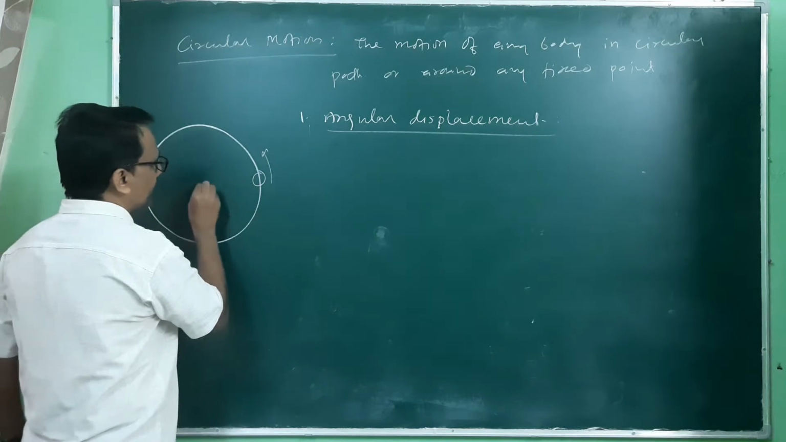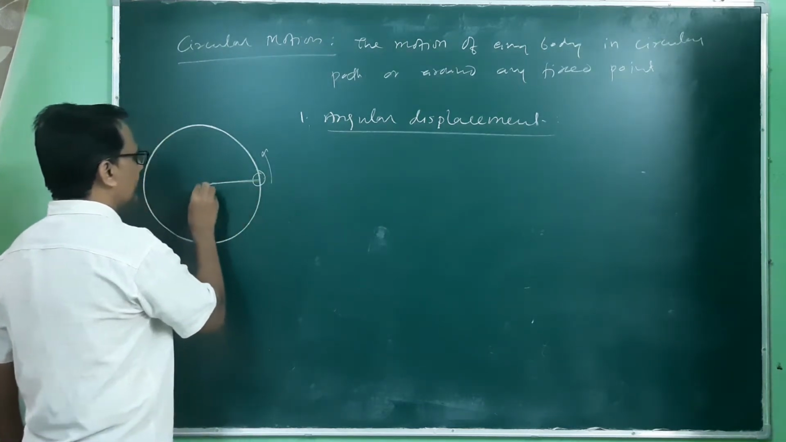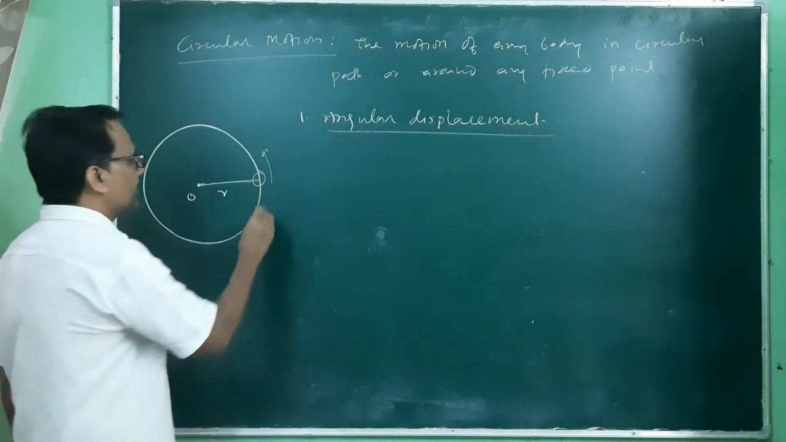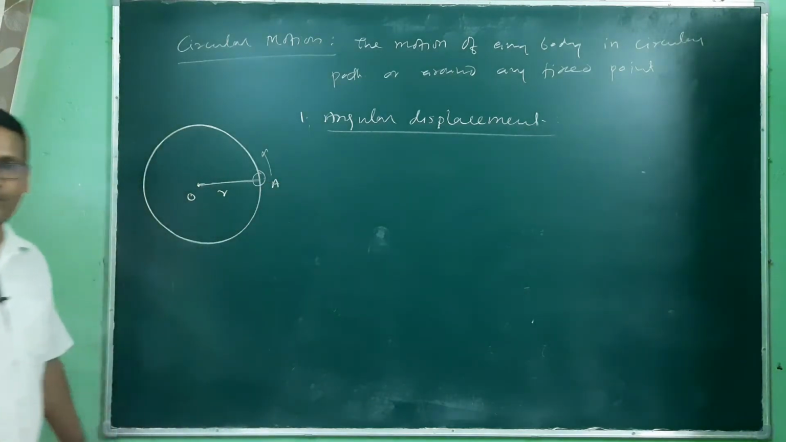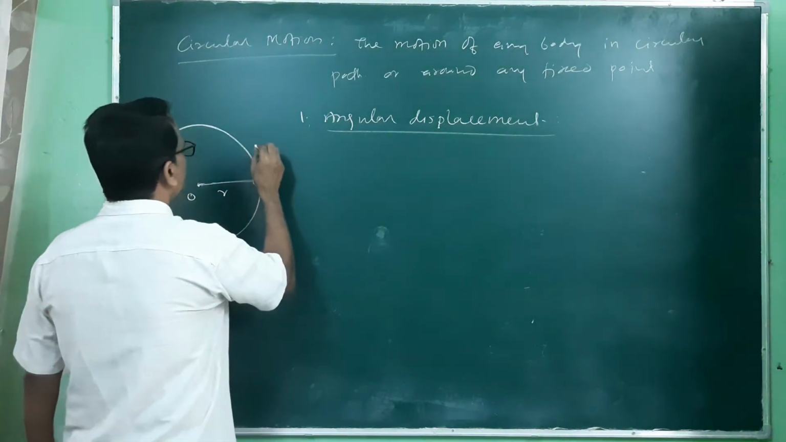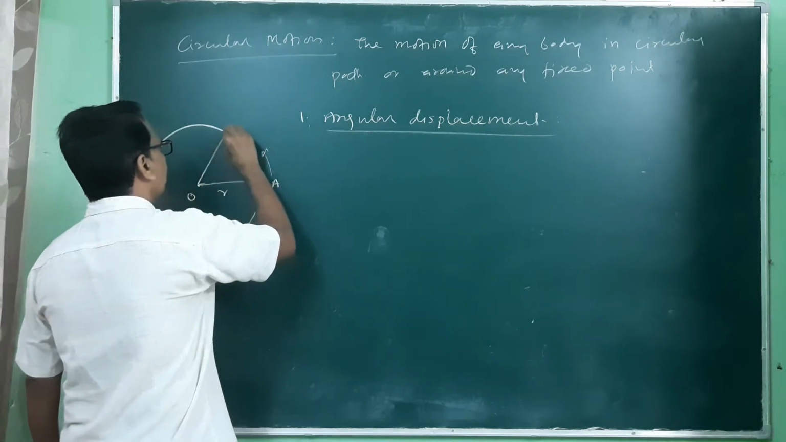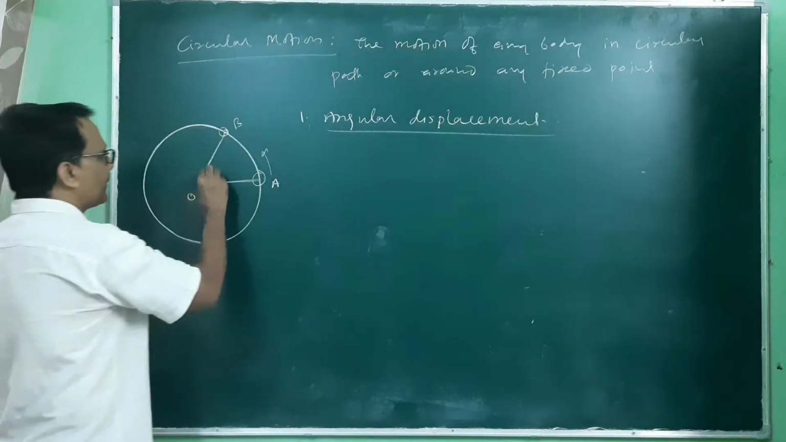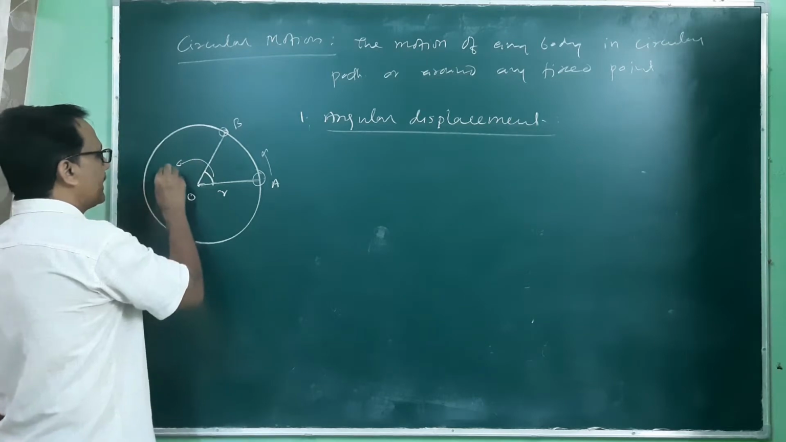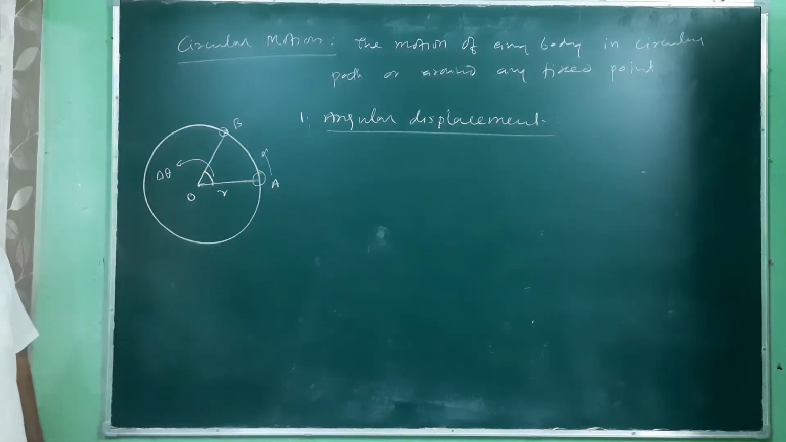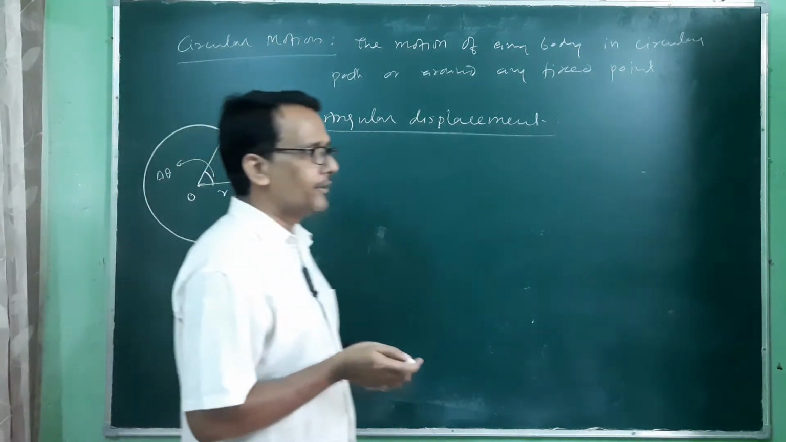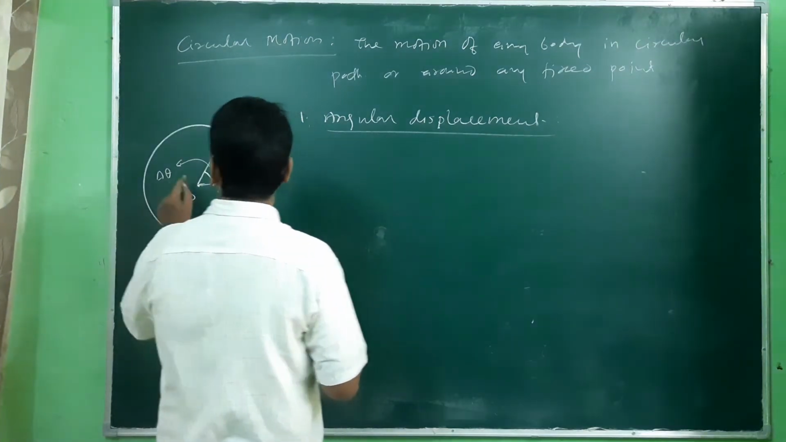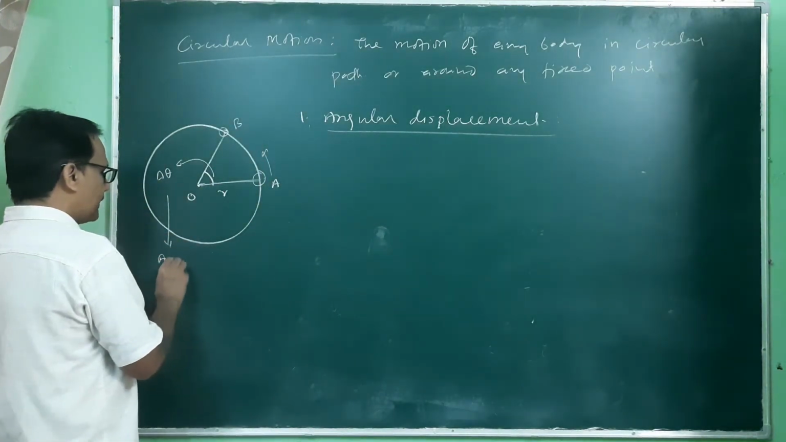So initially this is center O, radius is R, and this is the initial position of the body, A. After time t, the position is somewhere here. This is point B. Then this displacement is represented by delta theta or theta. If it is big, it's theta. When we take a smaller value, we denote this by delta theta. This delta theta is known as angular displacement.